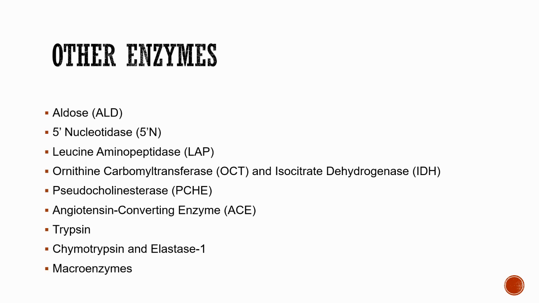For aldolase, it is seen in glucose and fructose metabolism. It has three isoenzymes: aldolase A, found in skeletal muscles; aldolase B, found in WBC, liver and kidneys; and aldolase C, found in brain tissues. We have 5-nucleotidase, a phosphoric monoester hydrolase predominantly secreted from the liver. Elevated 5-nucleotidase can be seen in hepatobiliary disease, and it is the second marker for obstructive jaundice.